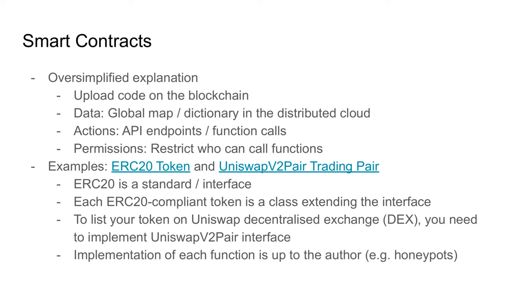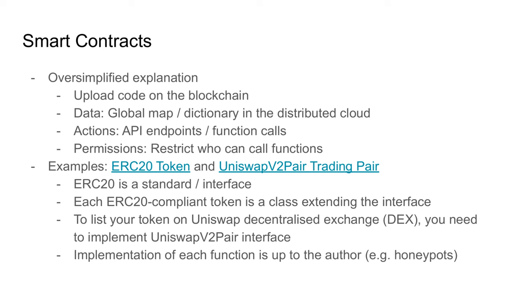So how does code on the blockchain differ from your normal web server, your normal websites? It differs in a few ways. Number one, the data. Usually data is in some data center, and nobody else can access it. But on the blockchain, the data is publicly accessible. You can think of it as anyone can see the data. And the data is usually in the form of some dictionary. So it's really just like a dictionary in Python or a map in C++.